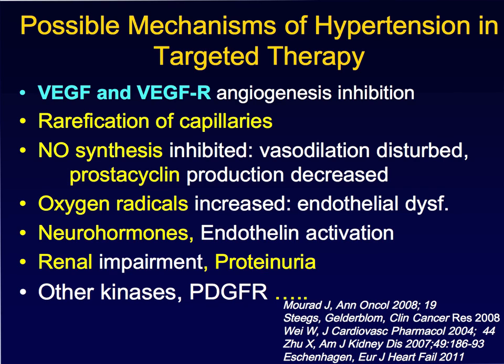Of course, there is angiogenesis inhibition, and rarefication of capillaries has been discussed. Inhibition of NO synthesis has been repeatedly shown to play a role. Prostacyclin production is decreased, and of course oxygen radicals may be increased, leading to endothelial dysfunction. And lately there has been a lot of discussion about neurohormones and endothelin activation. And of course, renal impairment with proteinuria leading to preeclampsia has been shown, and also the inhibition of other kinases, platelet-derived factors, and the influence on thyroid function, as we have just heard very nicely, plays an important role.